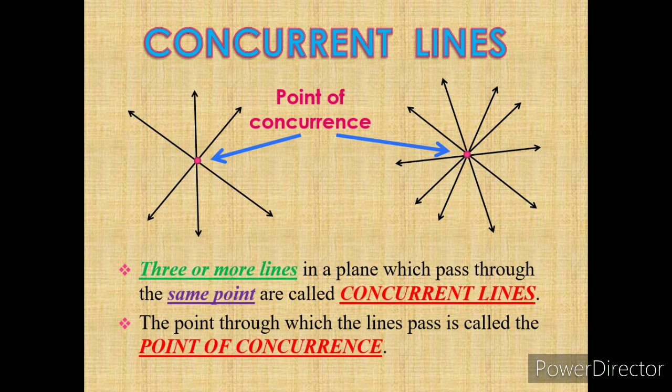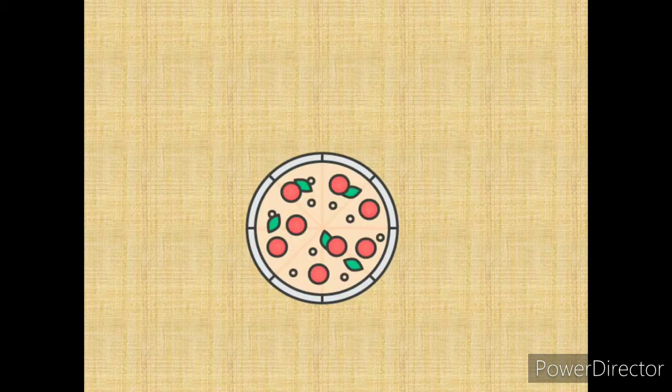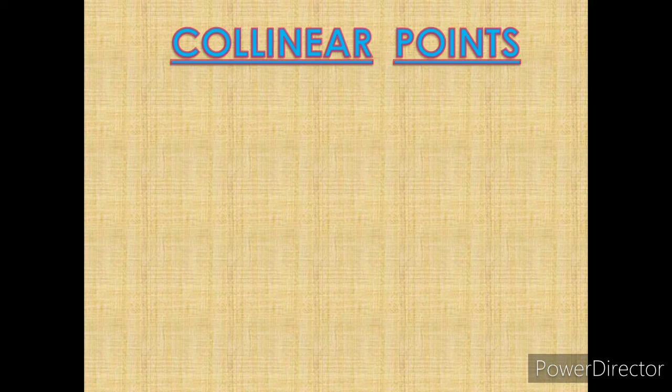And what is the difference between intersecting lines and concurrent lines? Intersecting lines में हम सिर्फ दो lines को consider करते हैं, and in concurrent lines we consider three or more lines, right? You can see in your everyday life you eat pizza, right? And when you cut the slices, all the slices have a common point in between, and that point is your point of concurrence. Next are your collinear points.